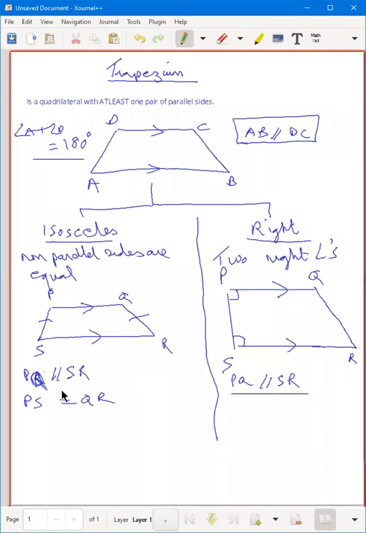Another property that we can do in the isosceles is angle S will be equal to angle R. So the base angles will be equal in this case. And the opposite two angles will also be equal. So angle P will be equal to angle Q in an isosceles trapezium only, not in the normal trapezium. Only in an isosceles trapezium will the two angles be equal, S and R and P and Q, the base angles and the vertical angles. In a normal trapezium, they're not equal.